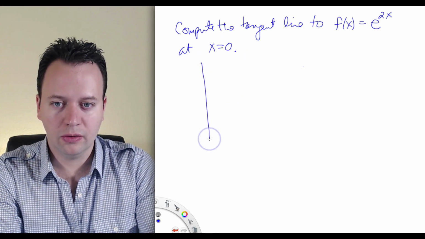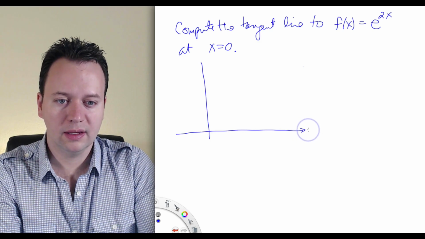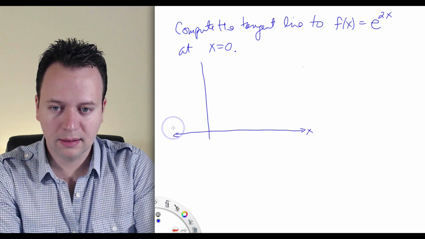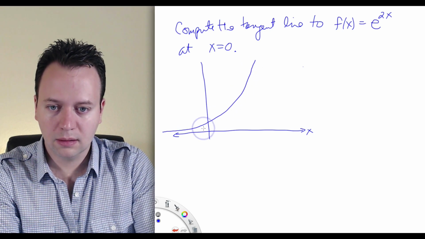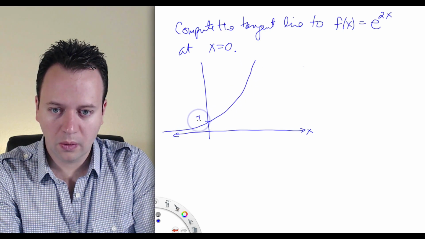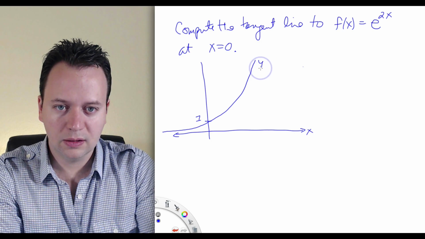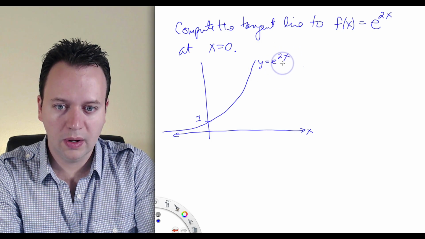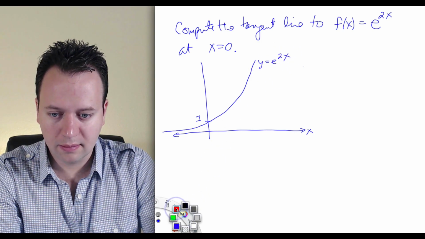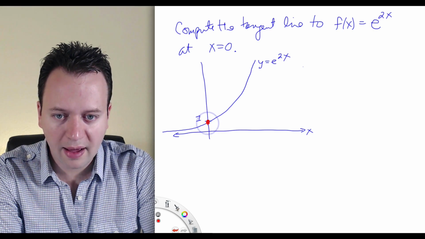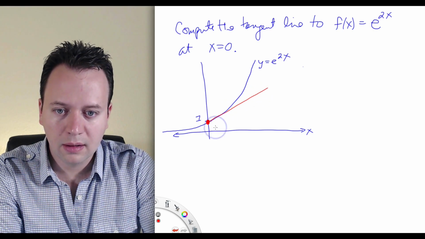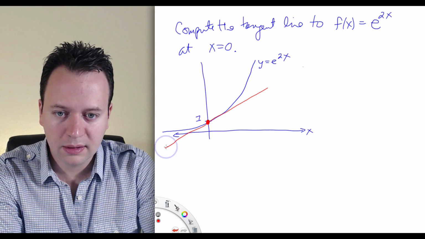Okay, so the graph is going to look something like this. So here's the x-axis, and there is y is equal to 1, and this is y is equal to e to the 2x. So the tangent line is going to touch the graph at this point and just pass through tangentially.